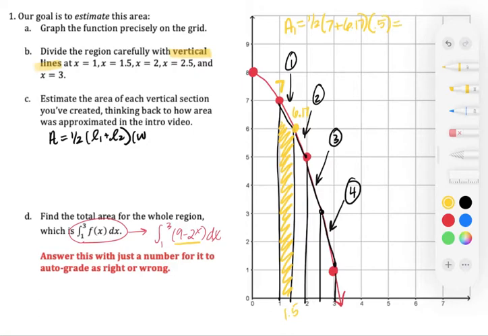So 1/2 of 7 plus 6.17 times that 1/2, which is the width. And we get 3.29. Cool. Let's do the second one now.